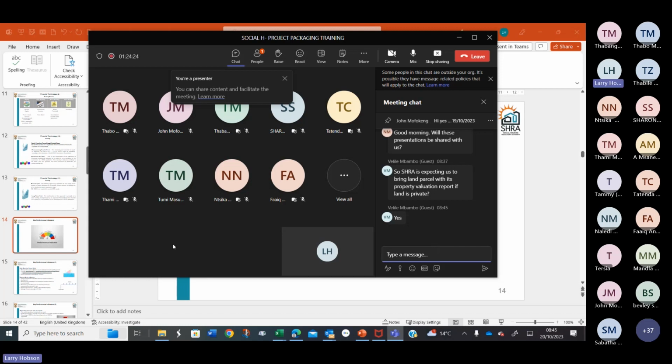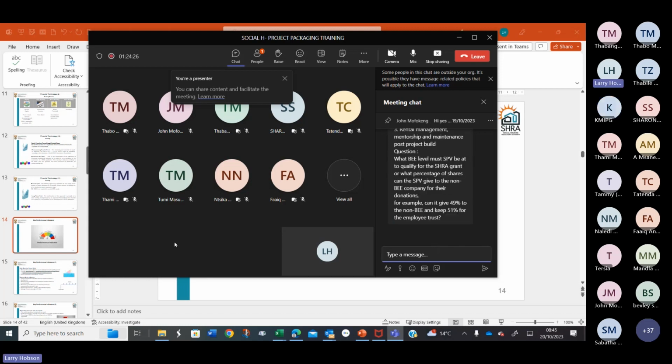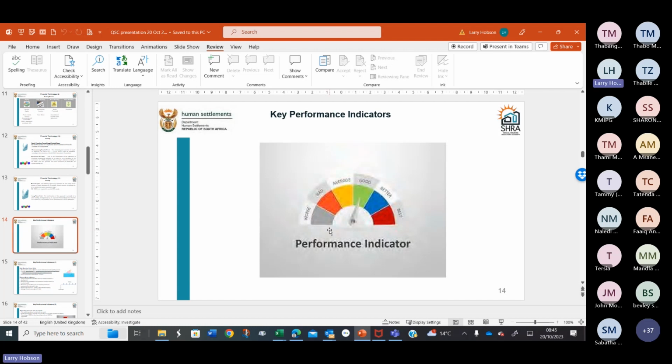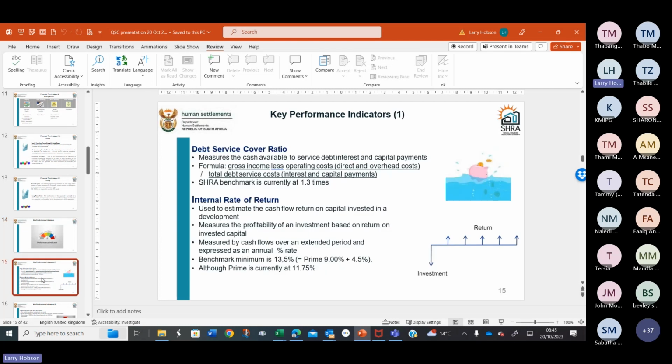So should we move on to the performance indicators? We've got a few that are set out on these pages here. The two most important performance indicators on the quick scan C are the debt service cover ratio and the internal rate of return.